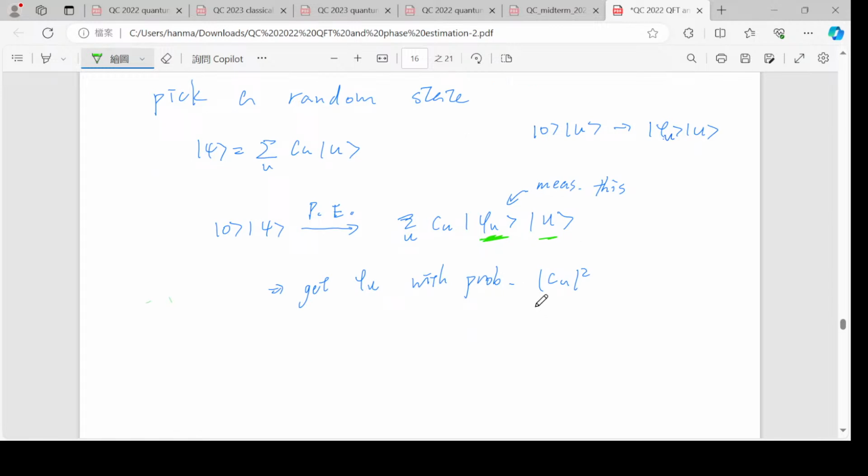Okay. I spent a lot of time saying you get this. But anyway, what you can do here is, you still measure this phi sub u register, then you will actually get.